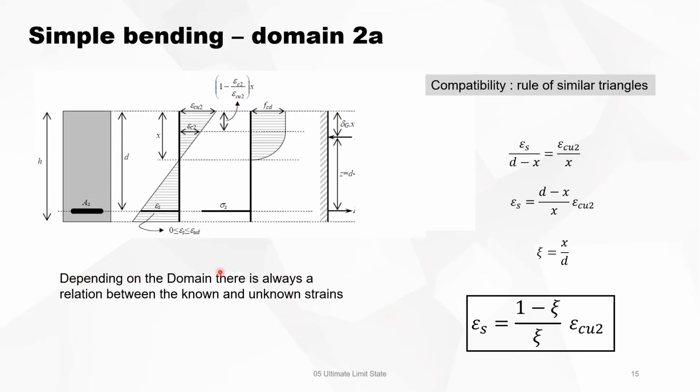Depending on the domain, there is always a relation between the known and the unknown strains. So in domain 2A, this is this relationship. Why? Because in each domain, there is some point, some pivot point where you know what the strain is. So the known strains is the pivot points of the strain diagram.